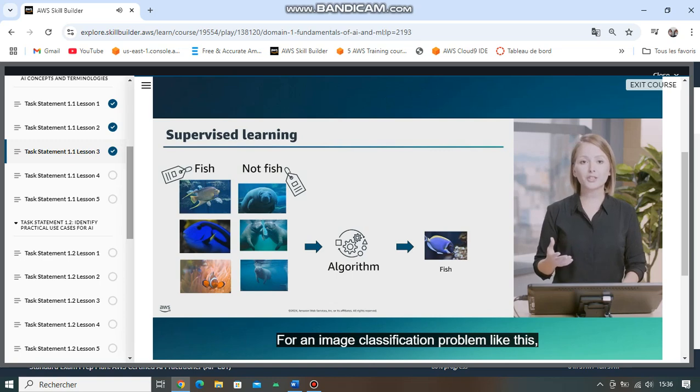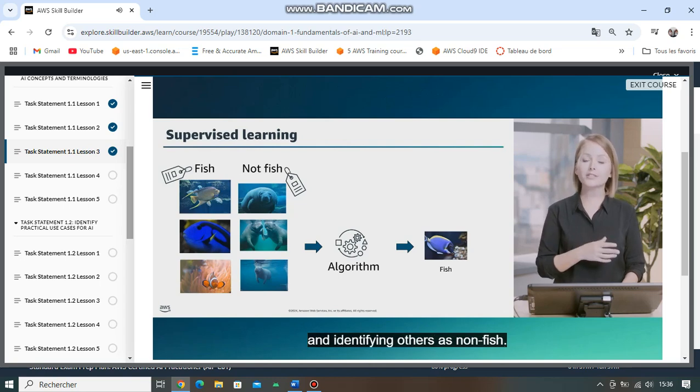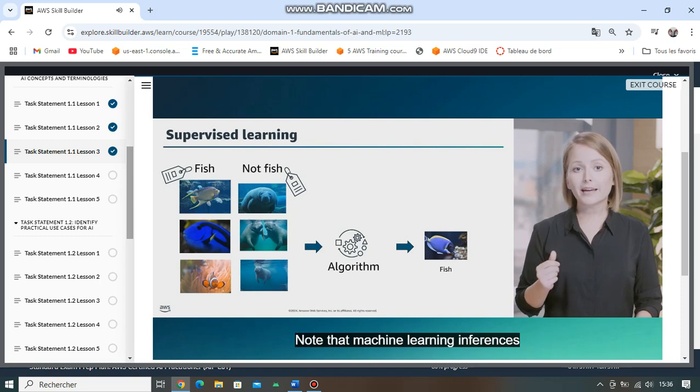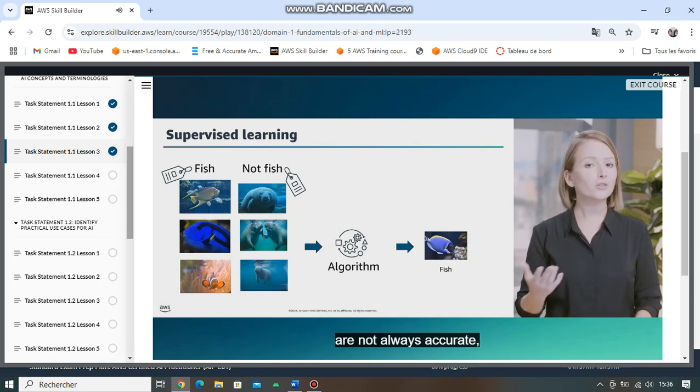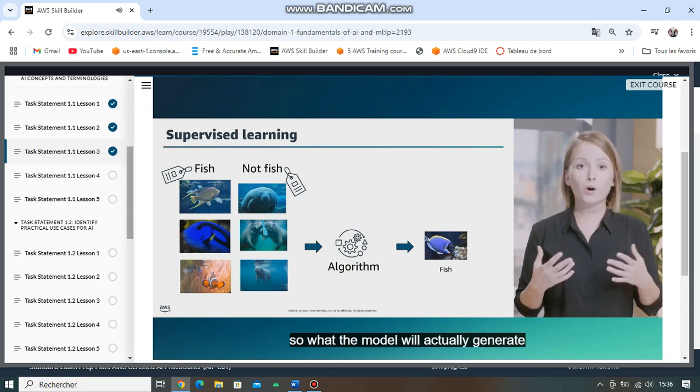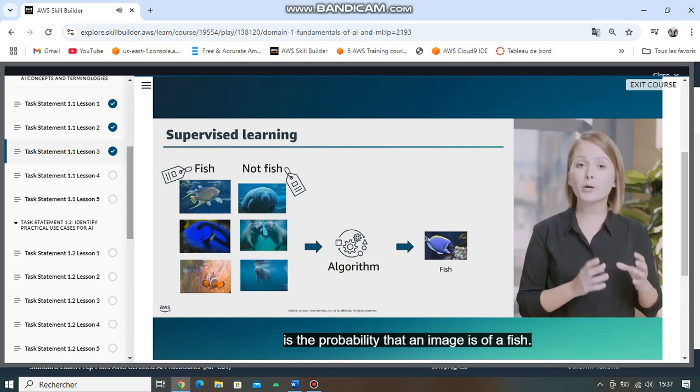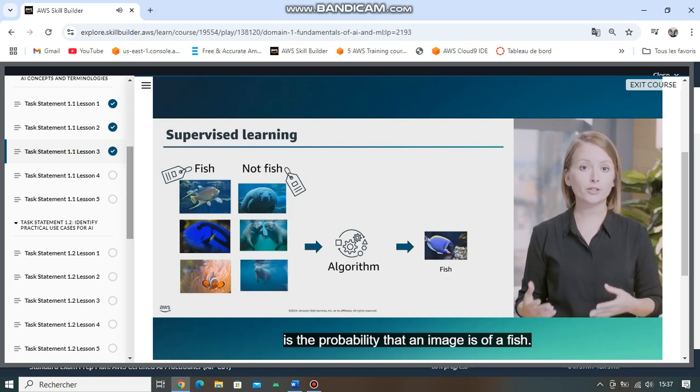For an image classification problem like this, the model will be looking at the pixels of the image and recognizing clusters and patterns. The internal parameters of the algorithm are adjusted during the training process. It continues until the model is successfully identifying as fish the images that are labeled as fish and identifying others as non-fish. Note that machine learning inferences are not always accurate. So, what the model will actually generate is the probability that an image is of a fish.